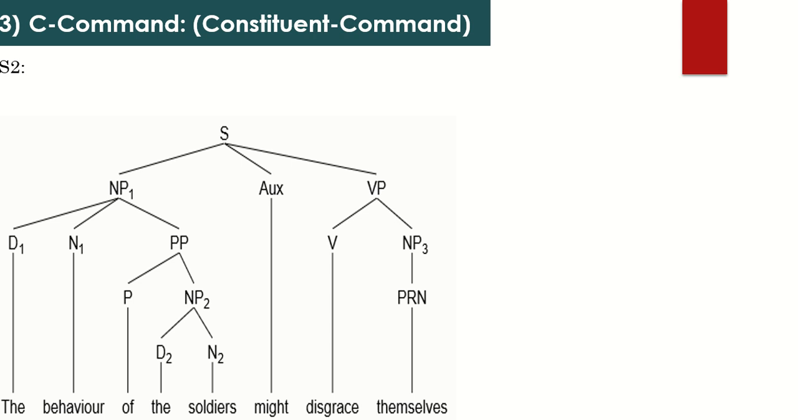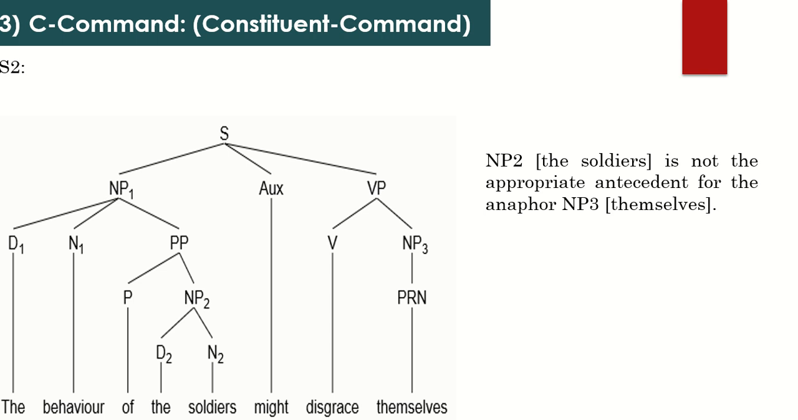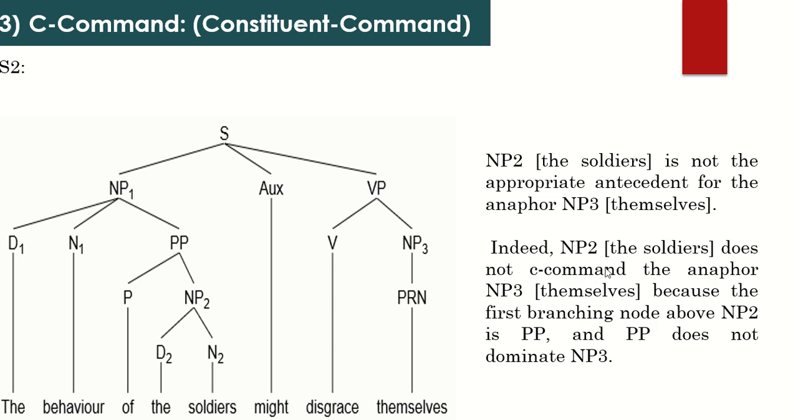The behavior of the soldiers might disgrace themselves. Why is the soldiers in this sentence not the appropriate antecedent for themselves? Here the soldiers is part of the PP. It's not the NP. So here we have NP1, NP2, and NP3. We are going to see why NP2 is not the appropriate antecedent of NP3. So here, NP2, the soldiers, yes, it precedes, but there is no c-command. It does not c-command the anaphor NP3, themselves.